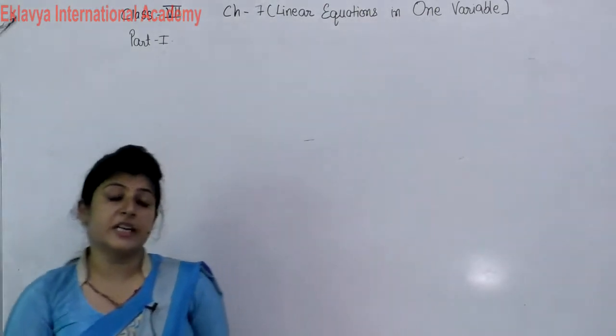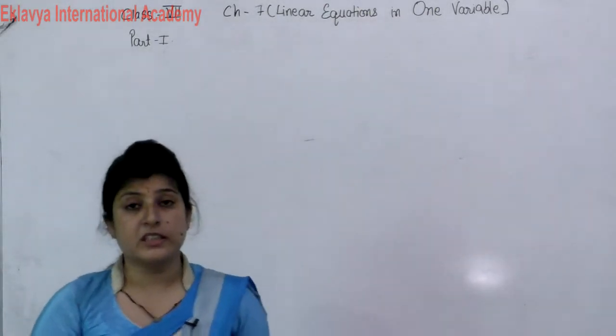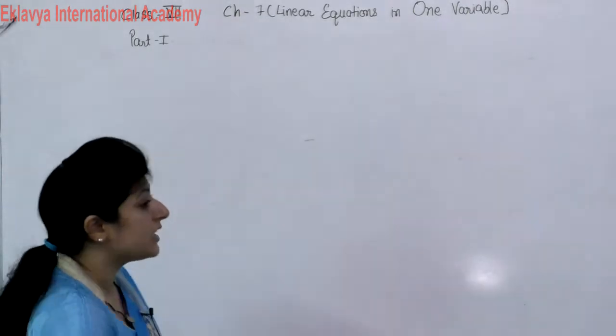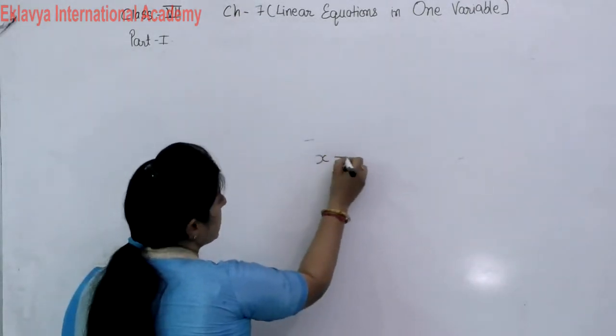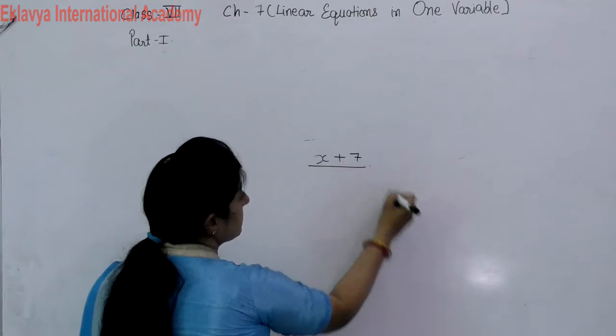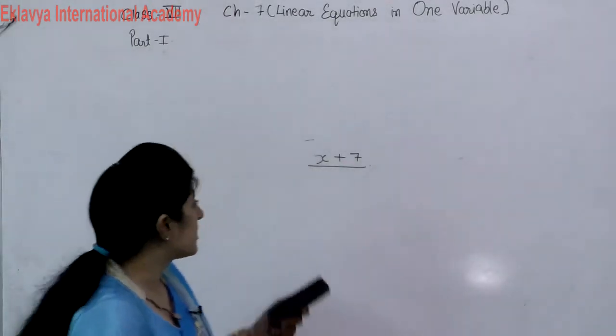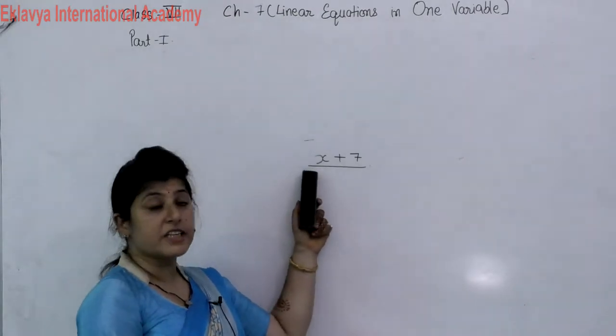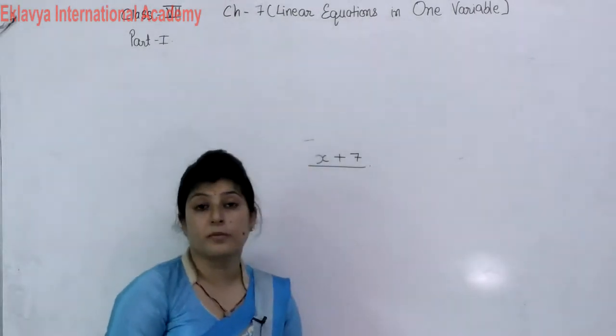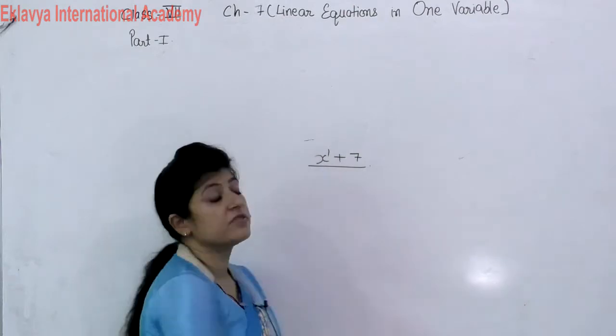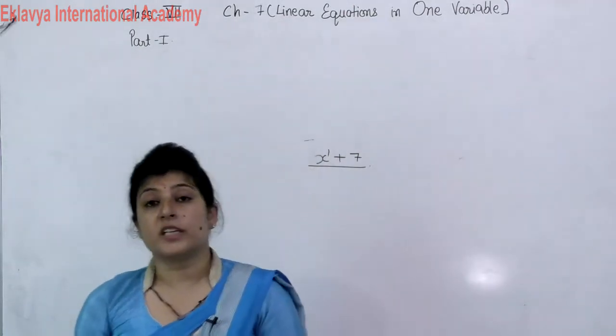We already studied the degree of a polynomial. हमने पढ़ा है polynomial. Suppose I write down x plus 7. Then it is a polynomial, yes, because there is one variable and the power of this variable is a whole number. Here the power is 1, so it is a polynomial.